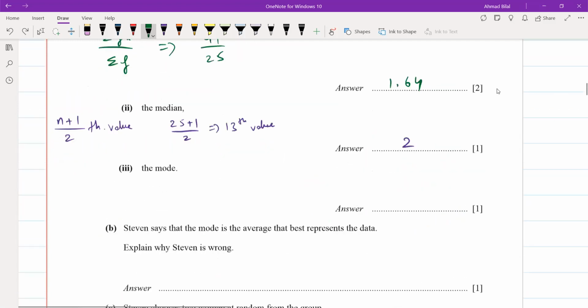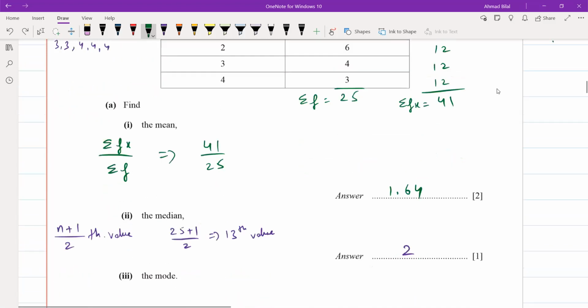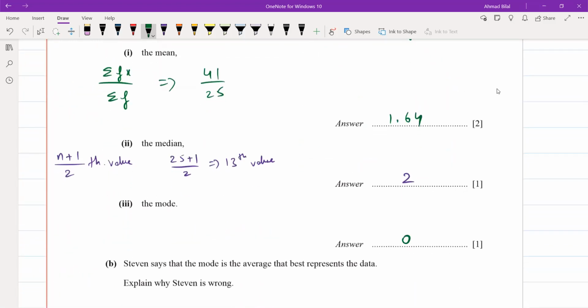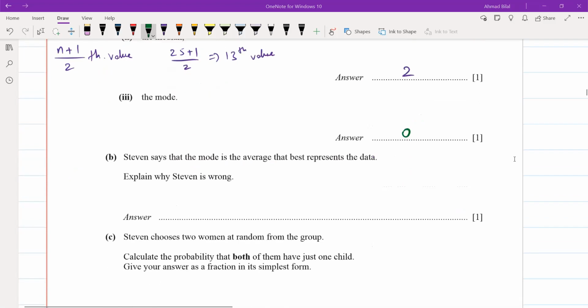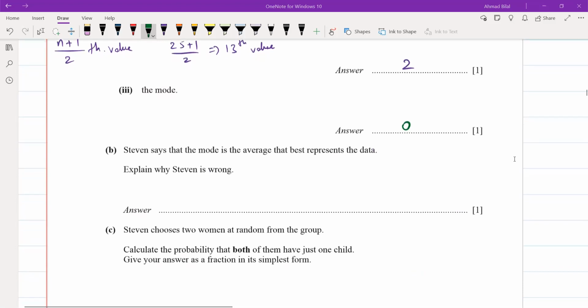Okay. अच्छा, then it says find the mod. Mod क्या आएगा? जिसकी भी highest frequency, जो सबसे ज़्यादा दफा repeat हो रहा है. So whatever has the highest frequency, 7 has the highest frequency. That's our mod. That is going to be 0. Okay. All right. Very good. Achha, Stephen says that the mode is the average that best represents the data. Explain why Stephen is wrong.